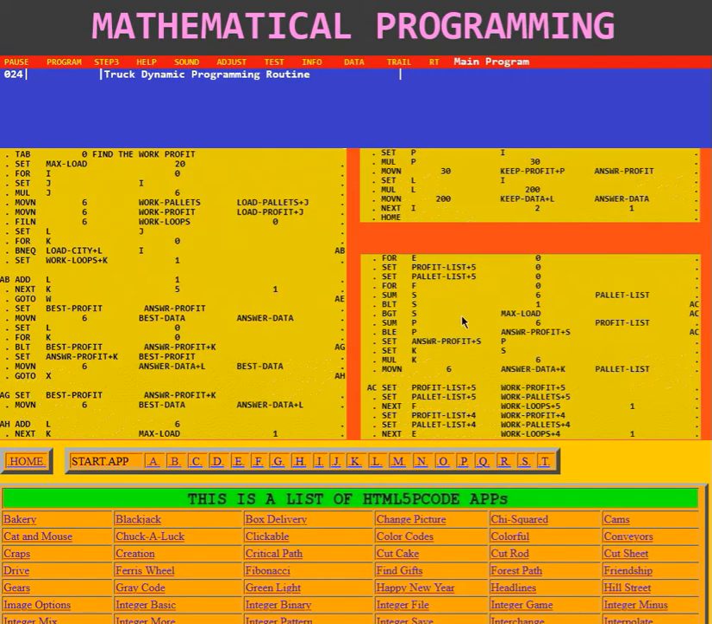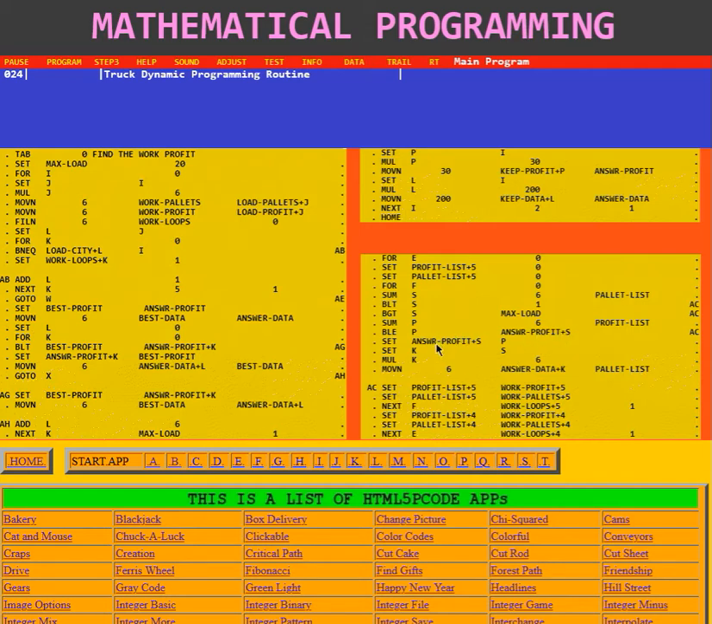Well, if it is a valid solution, then we want to sum up the profit from those particular units that it's getting the pallets from, and put that in P. If that is less than or equal to the answer profit for that number of pallets we already have, we're going to AC.